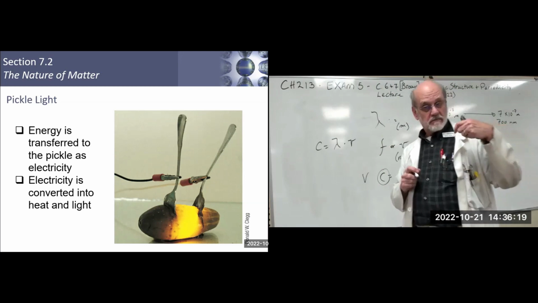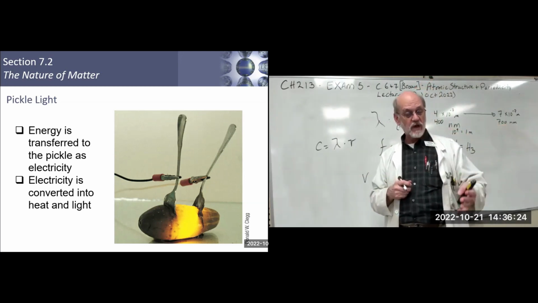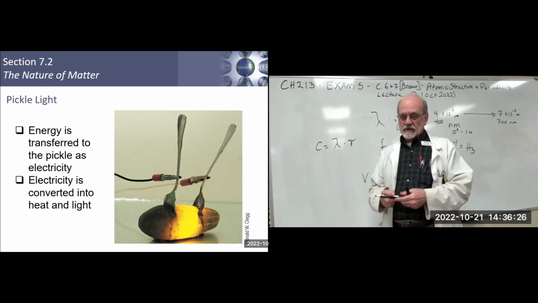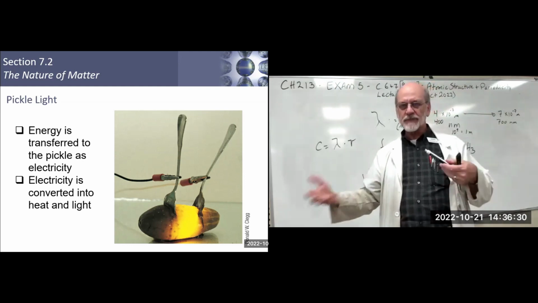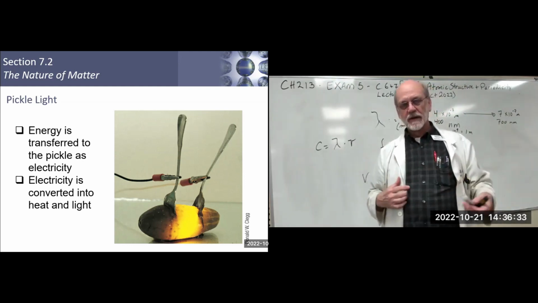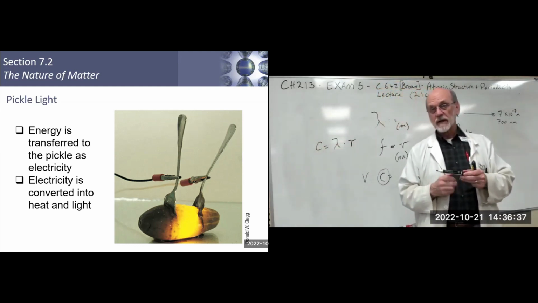Because we can't create energy, we can't destroy energy. Conservation of energy is an absolute law in the universe. So we need energy from somewhere. It's got to be converted from something else into light. And it could come from several different sources, right?